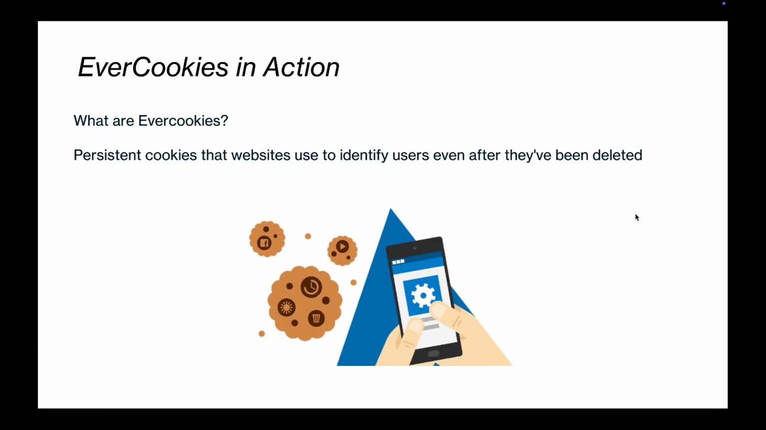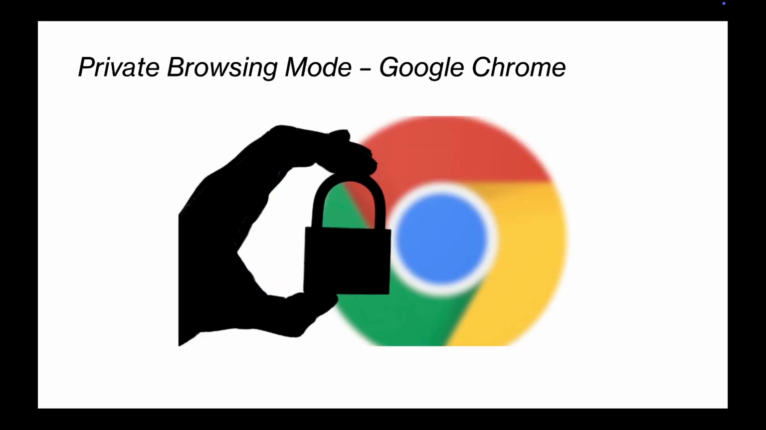But how can we defend against these Evercookies? We can start off by using privacy-focused browsers. We could manually clear all storage mechanisms. We could disable JavaScript because it's required for Evercookies to function. We could use browser extensions to block tracking. And let's move into part three, which is Google Chrome's private browsing mode, or incognito mode.